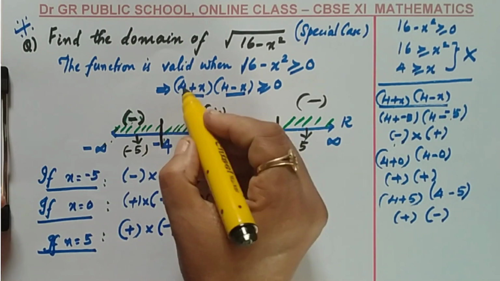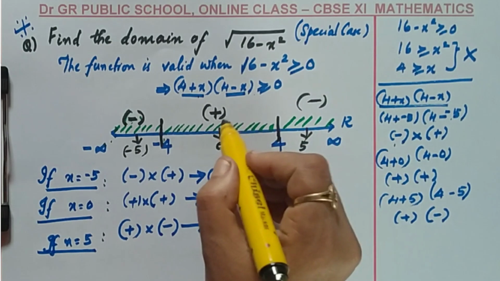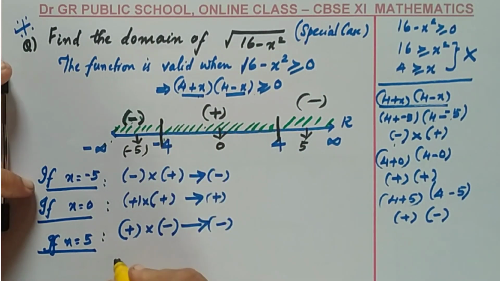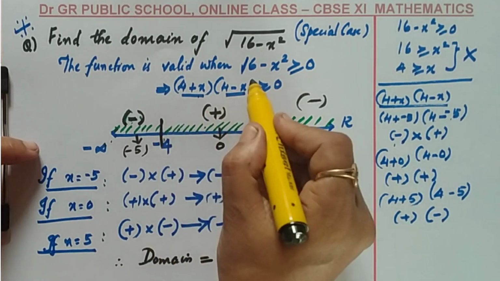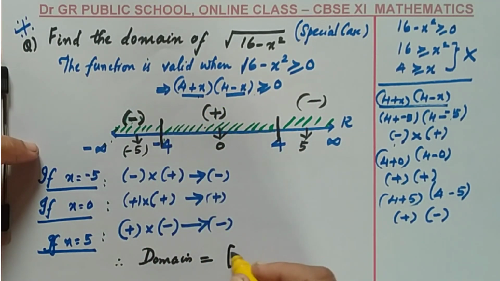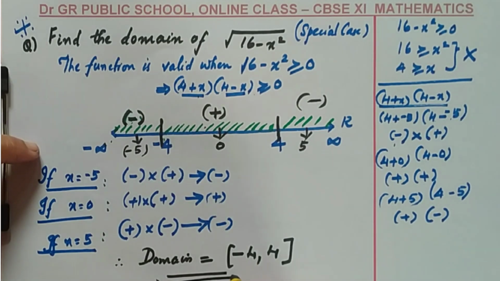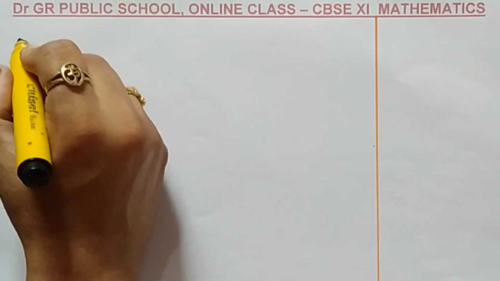Among these, as per our condition 4 plus x into 4 minus x greater than or equal to 0 means that positive values only will be admissible for this function. Therefore, the domain of the function is equal to, which is the domain? The domain is the set of values which make the function positive. So minus 4 to plus 4 is the domain value. Both minus 4 and plus 4 are included. A very important question.